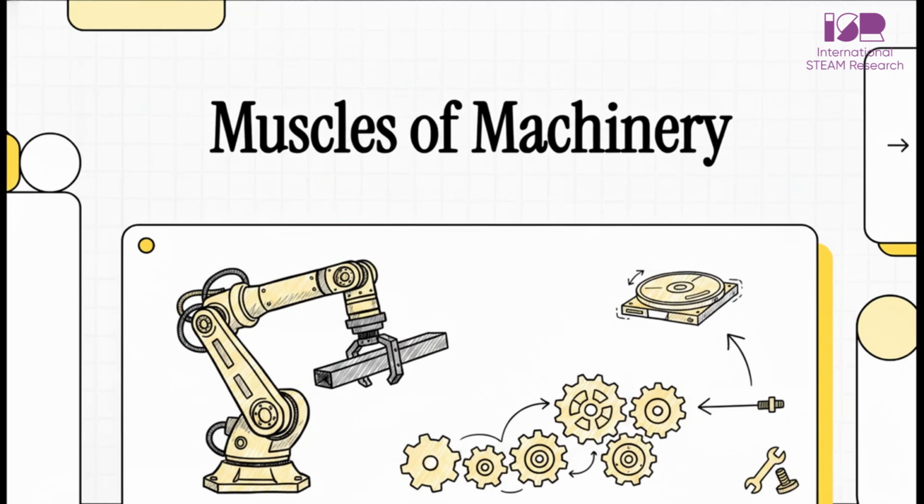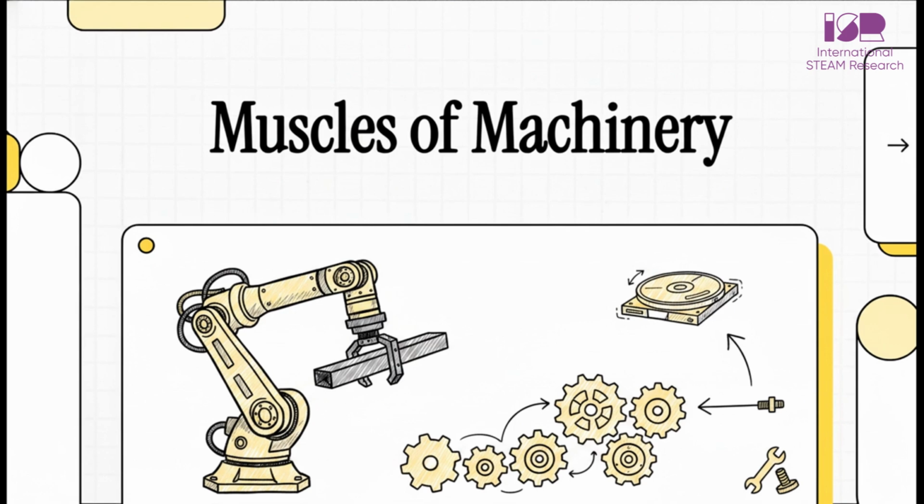Welcome to this explainer. Today, we're diving into a fascinating mechanical secret that is basically hiding right in plain sight. We are going to look at the hidden muscles that literally power our modern world. We're talking about actuators. If you've ever stopped to wonder how heavy industrial machinery moves with such incredible precision, or even something as simple as how the disk drive in your computer slides open, the answer lies in these absolutely ingenious little devices.